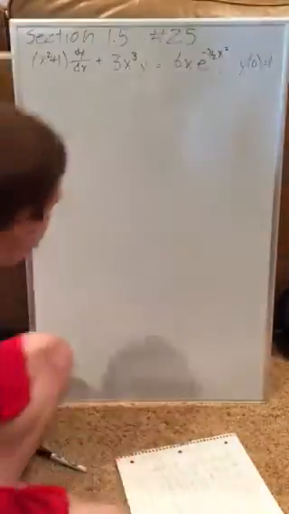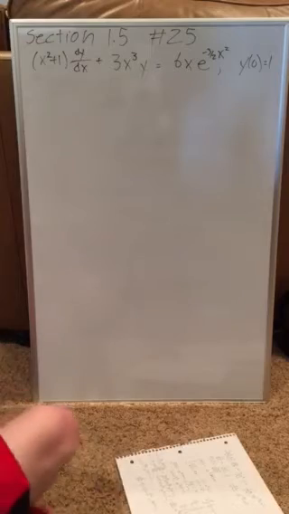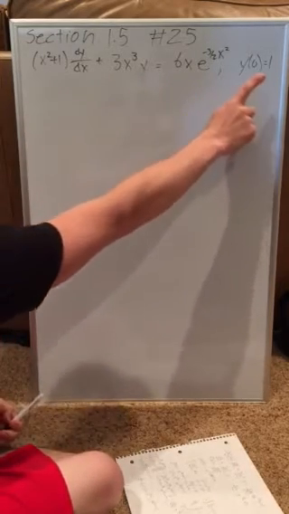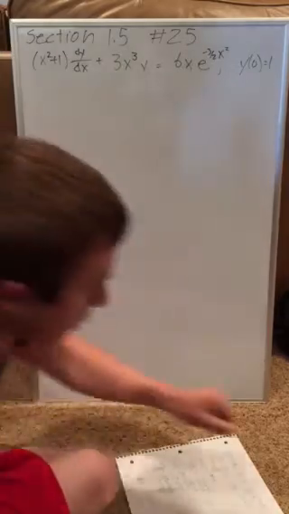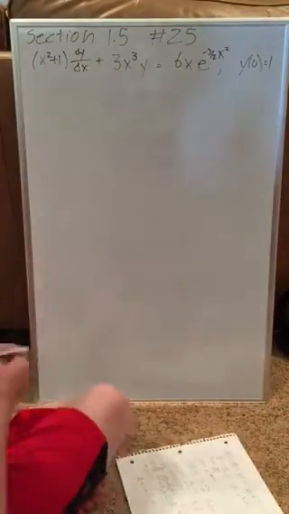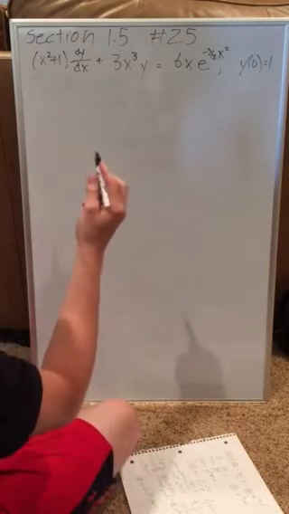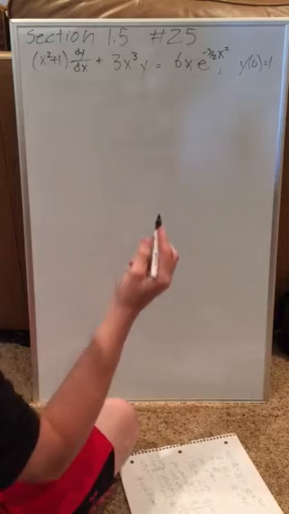We're going to get started on this problem right away from section 1.5, number 25. The problem reads as this, and we have to worry about that later. I'm going to get started right away. Let's get this into dy/dx plus p of x y equals q of x.